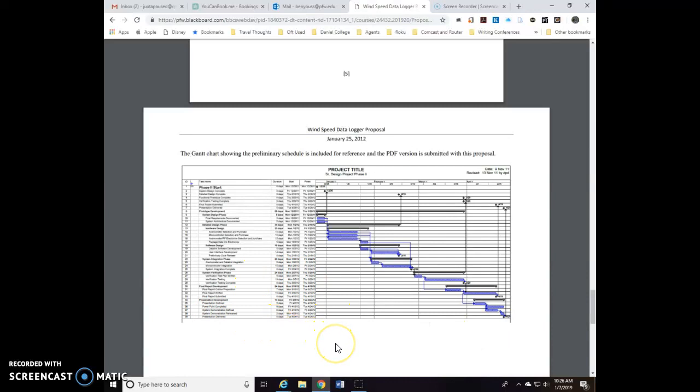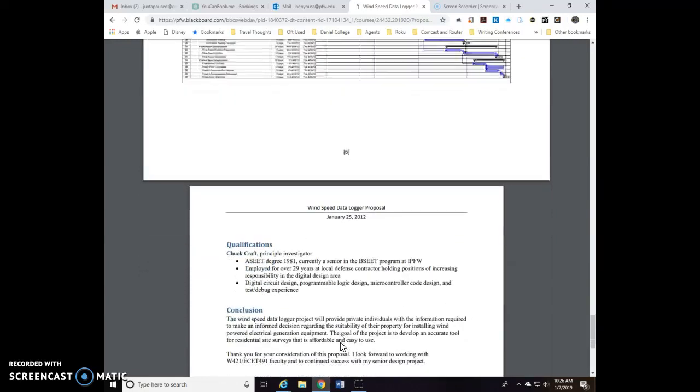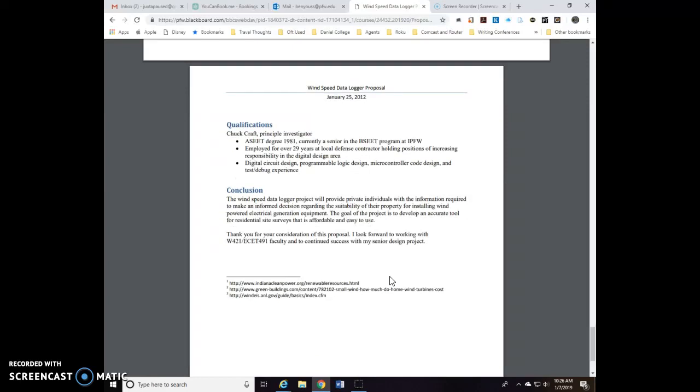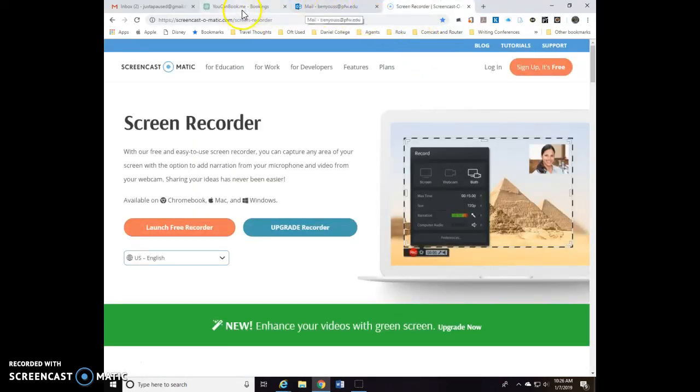I've actually seen some people have listed hundreds of tasks that go on for pages, and they're so small that I can't read them. That's not helpful. Don't do that. All right, so we've got his qualifications and his conclusion to end. So you get an idea of what a proposal would look like from someone who is currently in senior design.